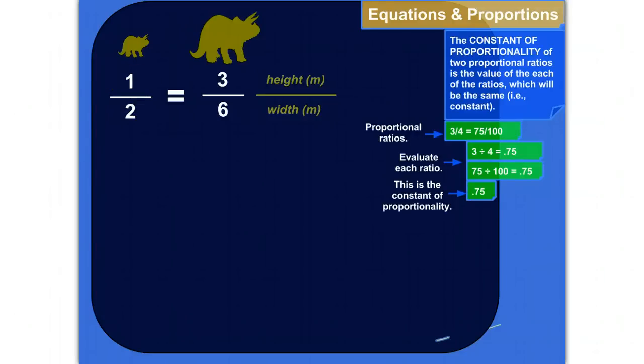Hi. So here's your run-of-the-mill proportion, an equation where both sides of the equal sign have ratios. These are ratios, comparisons between two numbers, 1 to 2, 3 to 6, and they are equal to each other. Their value is equal. If you were to evaluate each one, they would have equal values.